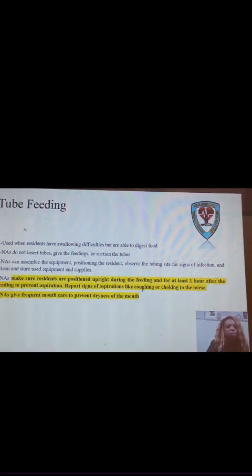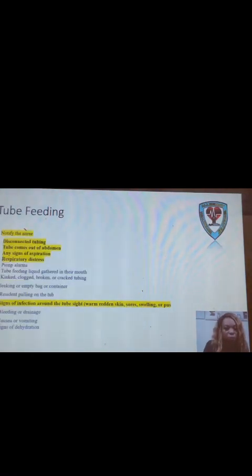As a nursing assistant for your residents that are receiving tube feeds, you should make sure that the resident is positioned in an upright position during the feeding and for at least 1 hour after feeding to prevent aspirations. You want to report signs of aspirations like coughing or choking to the nurse. When a person is receiving tube feedings, they may have a dry mouth, so you want to give frequent mouth care to prevent dry mouth in the residents that have tube feedings.